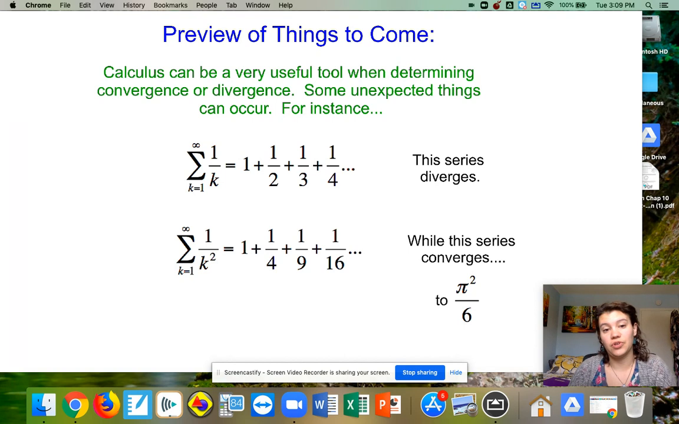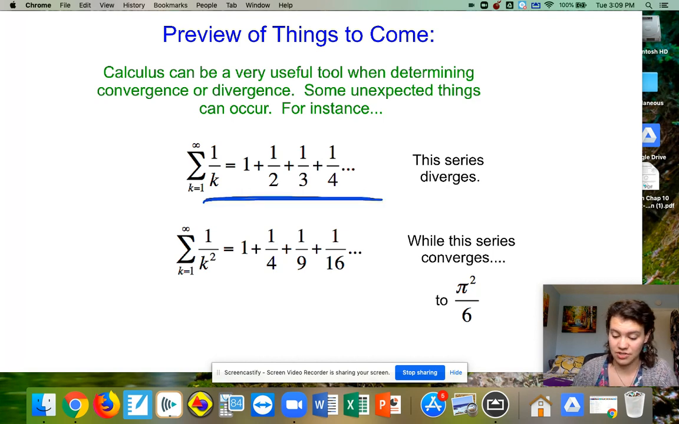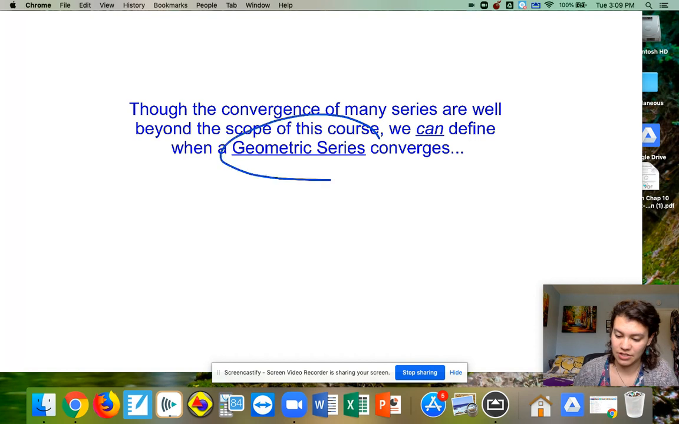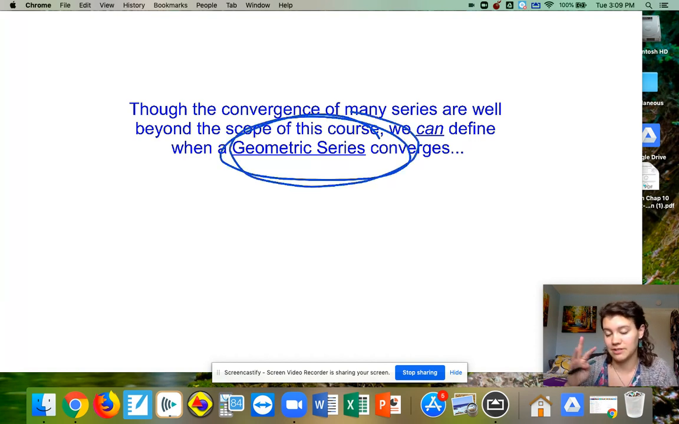Okay, so things to come in calculus: you can decide if series converge or diverge. For example, this one diverges, but this one converges. We're not going to get that complicated. So in this class, we are only going to look at geometric series, unless they're ones like we did at the beginning where you can plug some stuff in and kind of see what's happening.